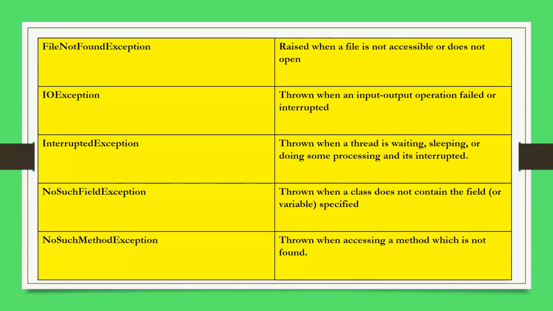Next, FileNotFoundException, raised when a file is not accessible or does not open. And next, IOException, thrown when an input output operation failed or was interrupted. And next, InterruptedException, thrown when a thread is waiting or sleeping or doing some processing and it's interrupted. And next, NoSuchFieldException, thrown when a class does not contain the field specified. And NoSuchMethodException means thrown when accessing a method which is not found.